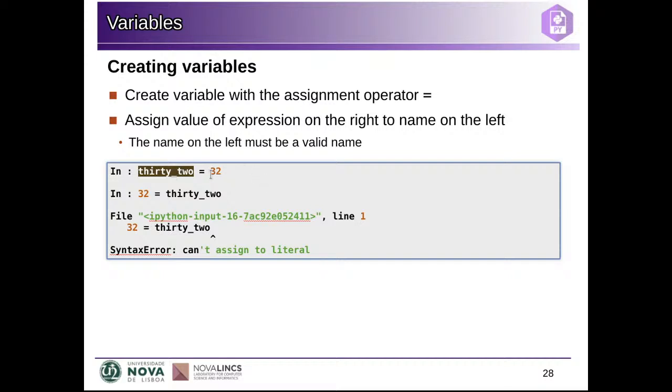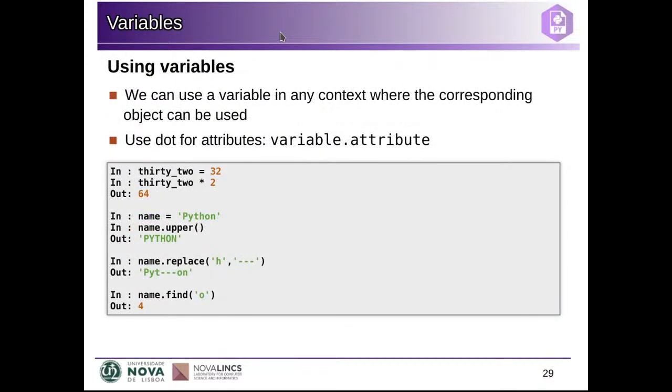On the left side, you must have a valid name for a variable. And on the right side, you must have something the interpreter can understand so it can assign that value to that name. You can use then the variable in the same way as you would use the value that is stored in the variable. So for example, if I store 32 in the name 30_2, I can multiply this by 2 because now this name refers to that object and this will result in 64.